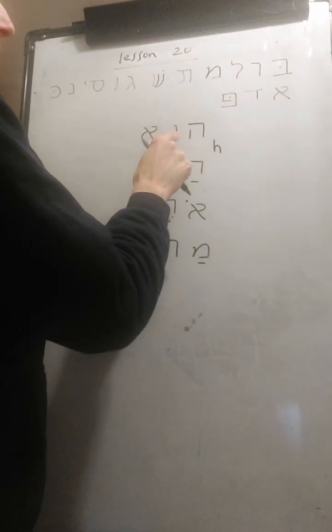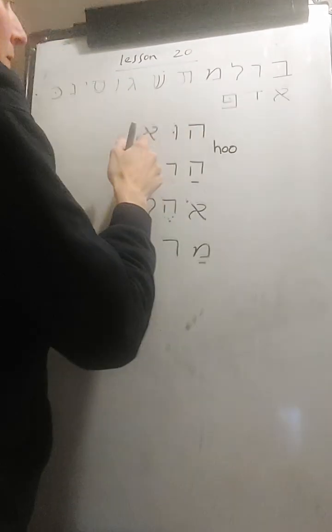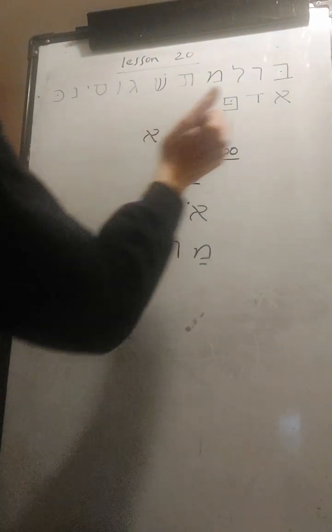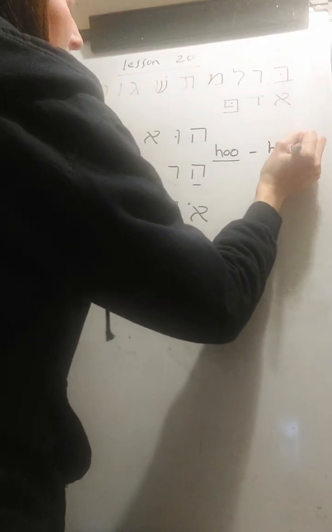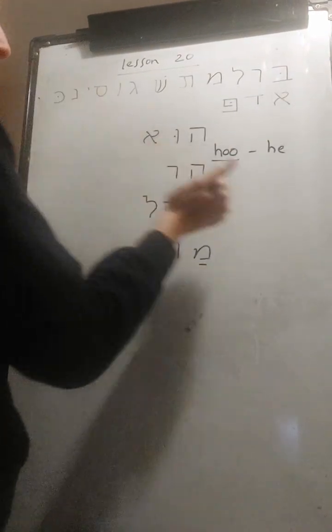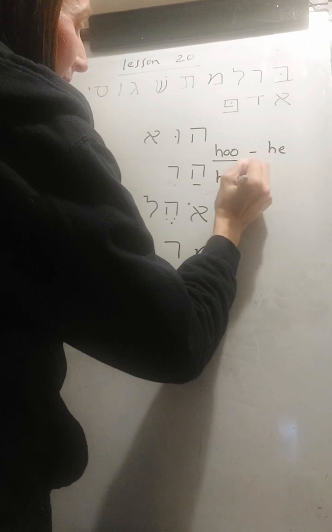So consonant sound, vowel sound, and that's who. So that would read as who, because the aleph is silent. And who means he. The second one, consonant sound, ha, vowel sound, ah.